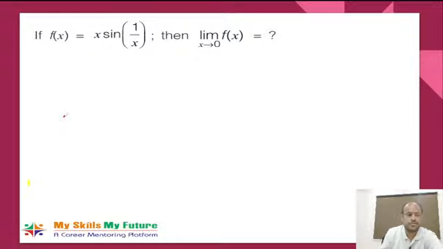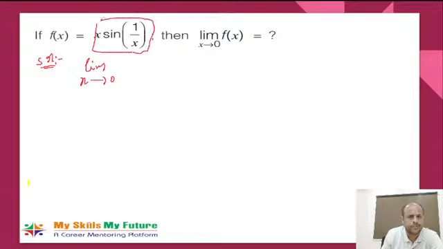Now the solution of this question is very simple. This problem belongs to limit problems. So the limit as x tends to 0 of f of x is given. What is f of x? This is our function f of x, x into sine of 1 by x. So let me take here x into sine of 1 by x.